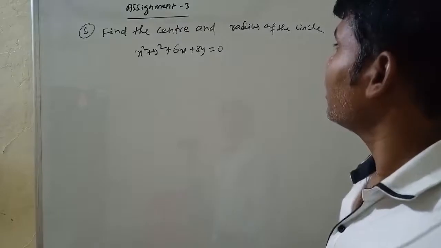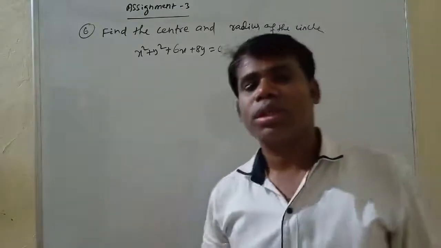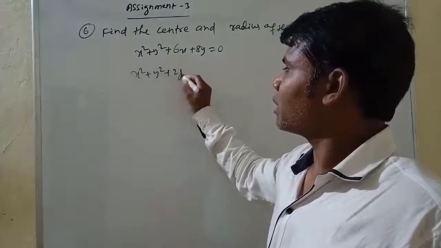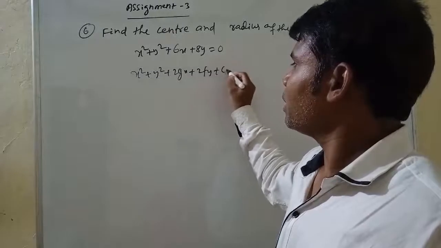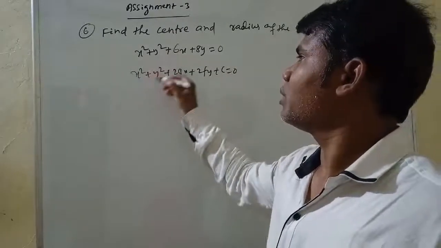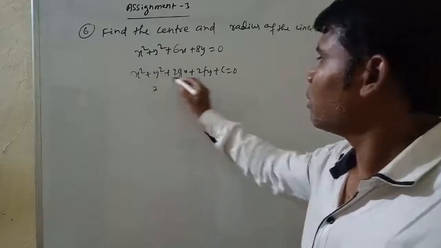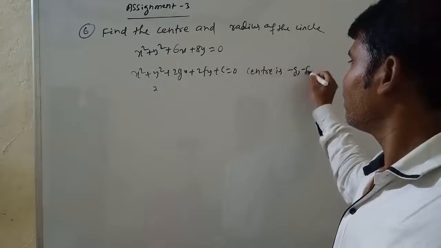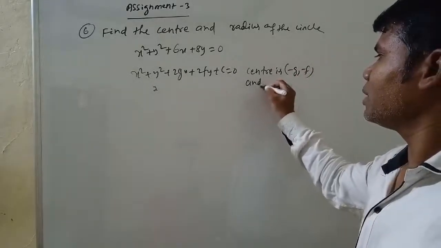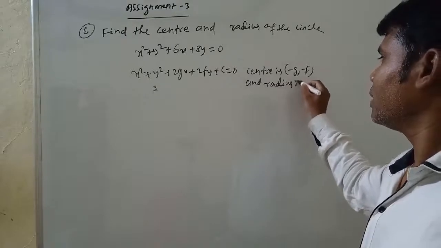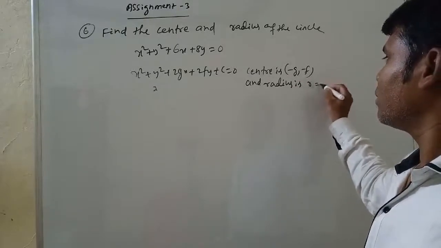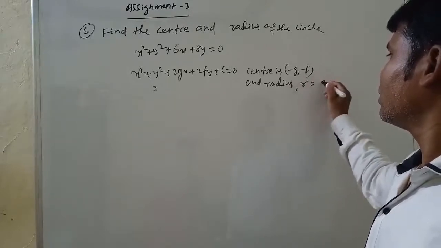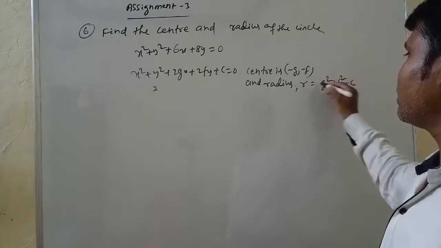Find the center and radius of the circle. You know the general formula of circle, that is x square plus y square plus 2gx plus 2fy plus c equal to 0. Okay, you compare these two, you can get, from here the center is minus g, minus f, and radius is r is equal to root over g square plus f square minus c.